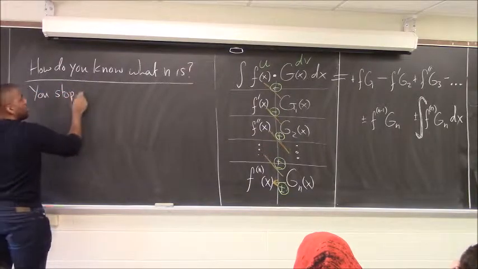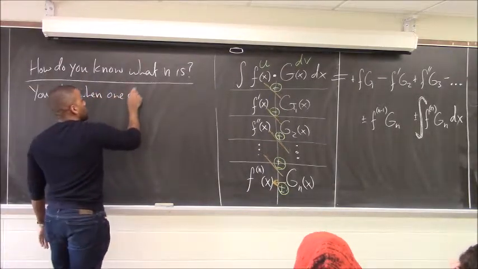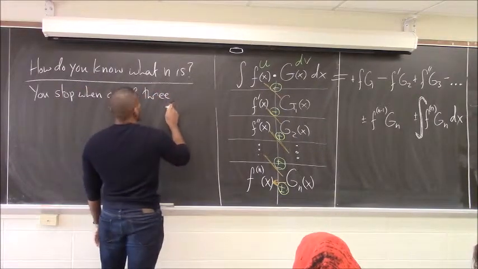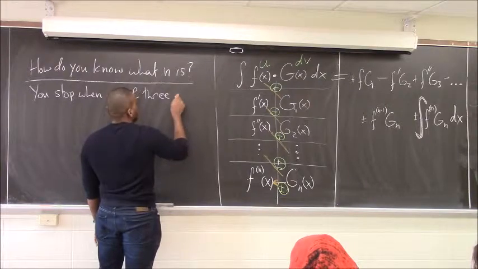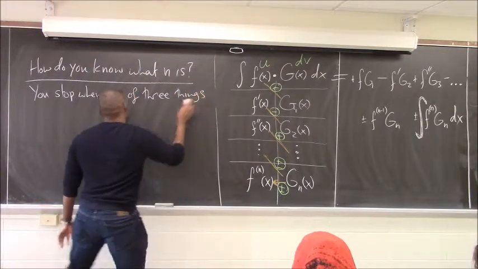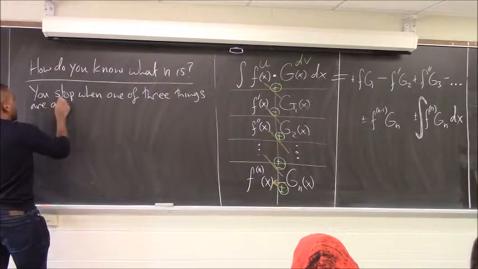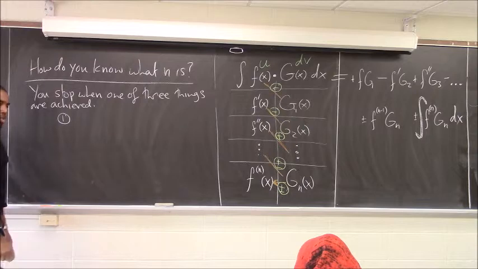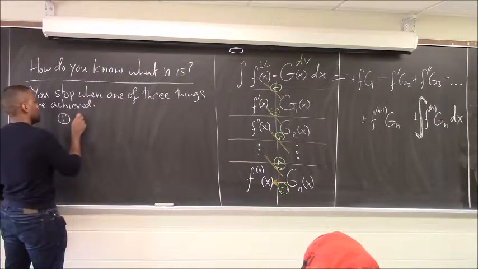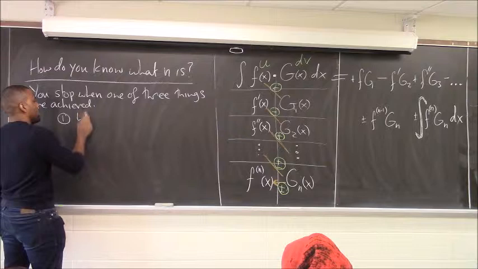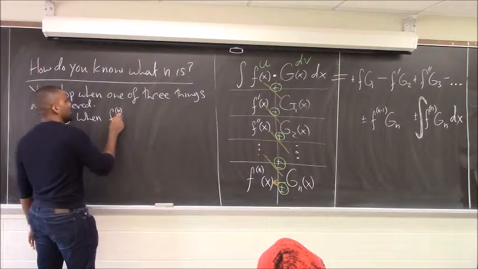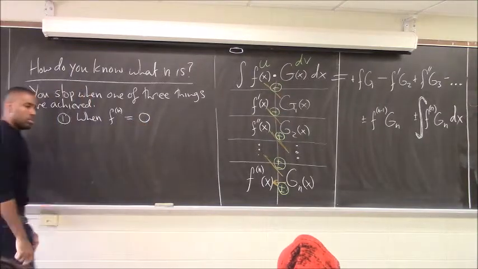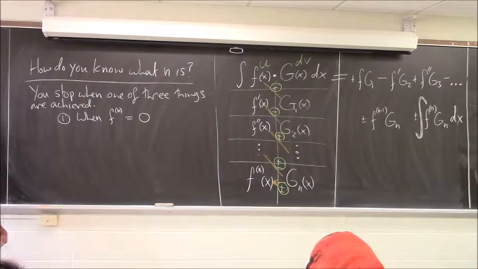You stop when one of three things are achieved. Okay, so first situation, how do you know when to stop? When the nth derivative of your u is equal to 0. That would be one way to know when you're going to stop.